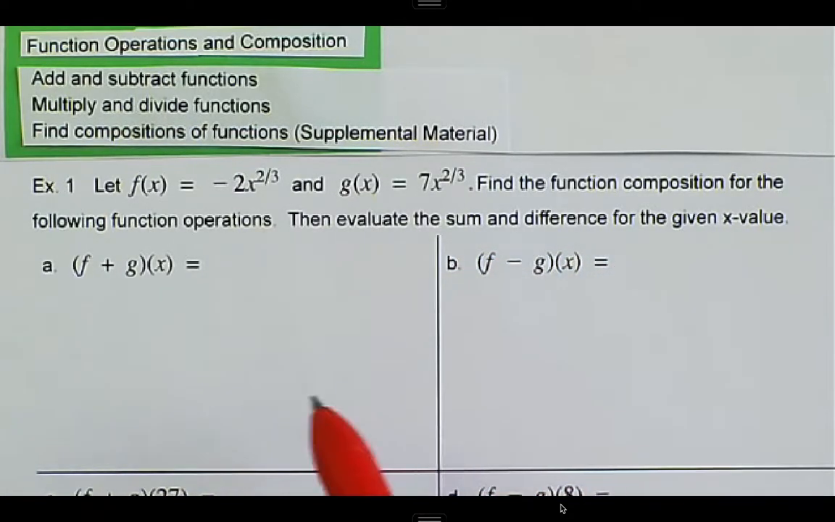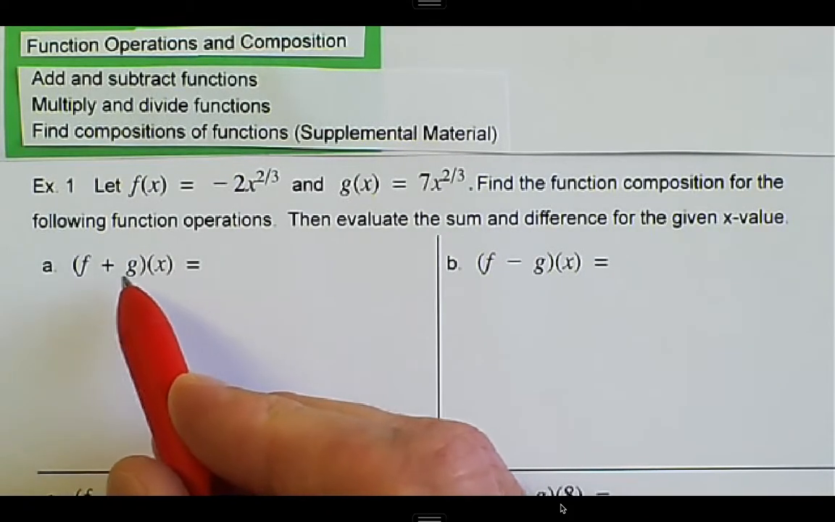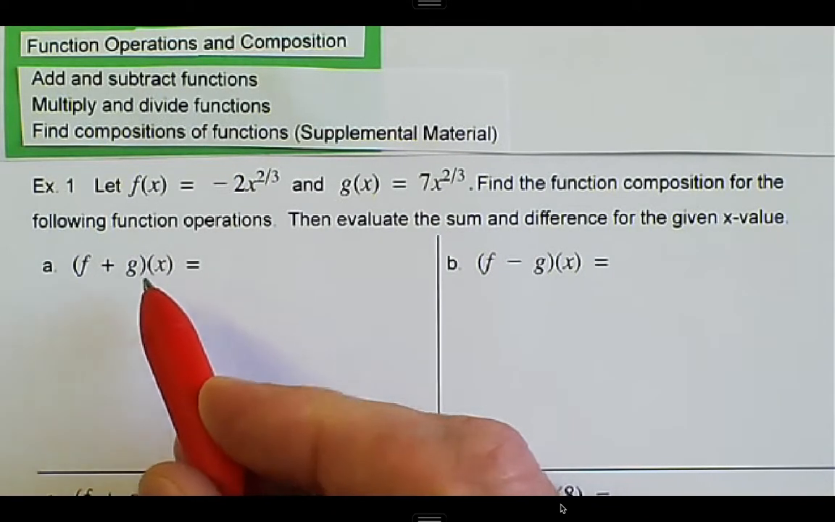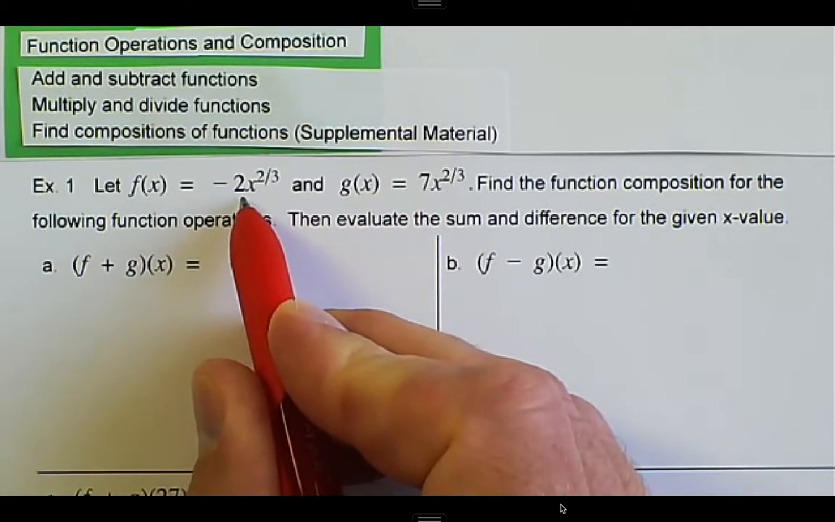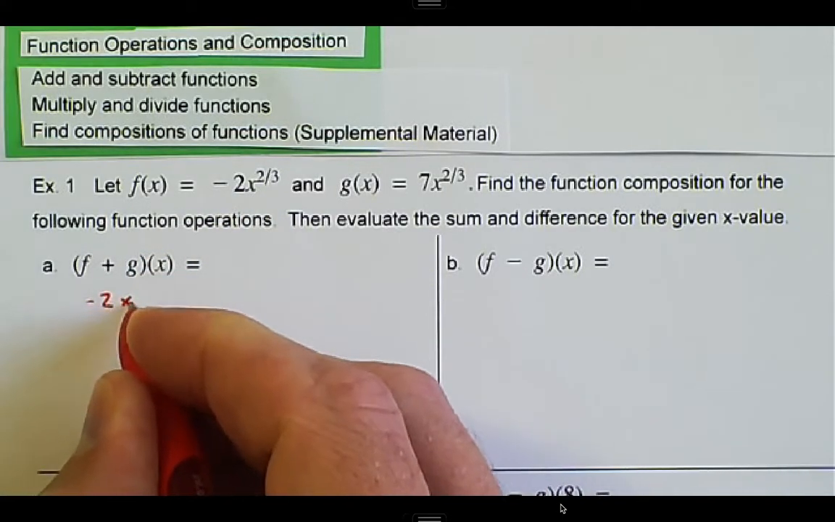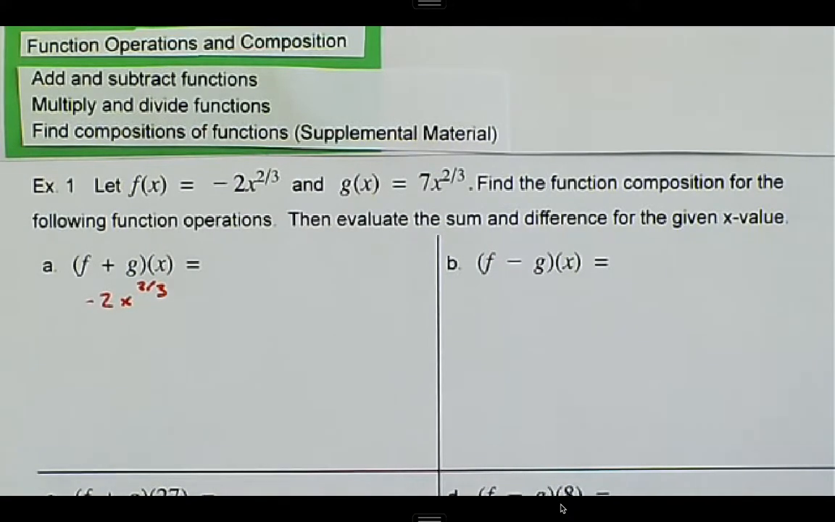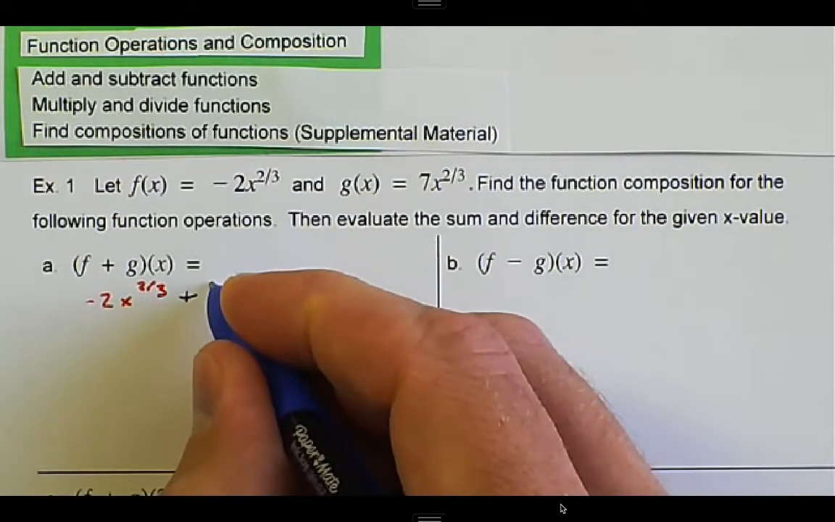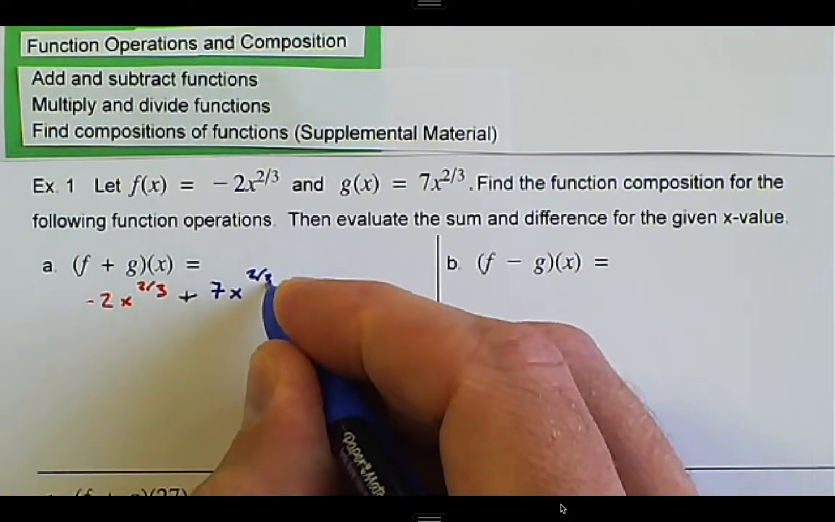So the first thing says we're going to take the function f and we're going to add it to g. So function f in this case is negative 2x to the 2/3, and we're going to add that to function g, which in this case is 7x to the 2/3.